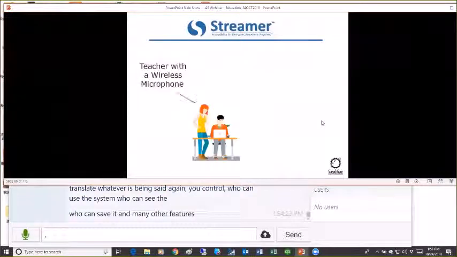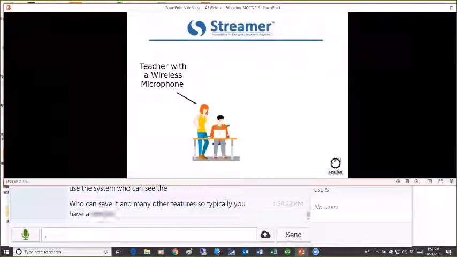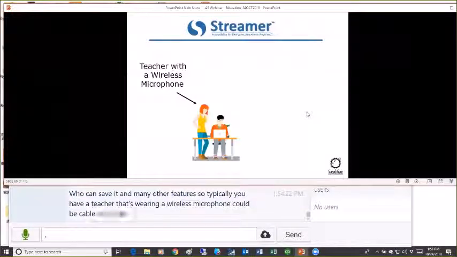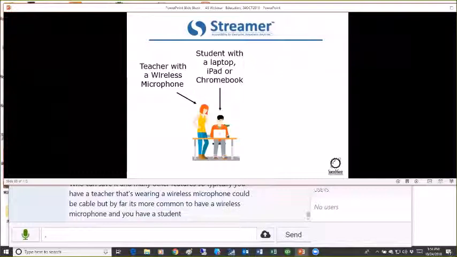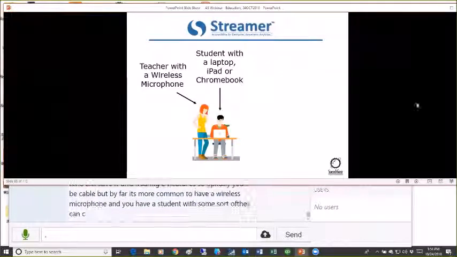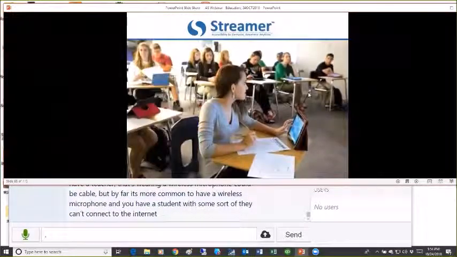features. So typically you have a teacher that's wearing a wireless microphone. It could be cable, but by far it's more common to have a wireless microphone. And you have a student with some sort of device that can connect to the internet. What that looks like is shown here.